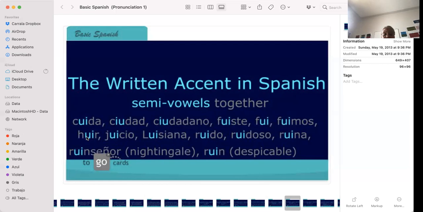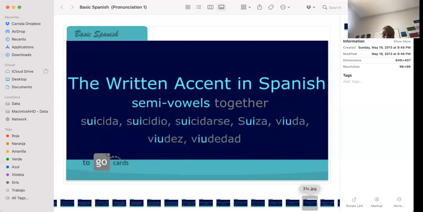Fuimos, huir, juicio. Ruido, no. So these, the U and the I, I think are strong vowels. Here they're strong vowels. Ruina, strong vowels. Okay, but here, ciudad, you can hear the wa. No, excuse me, cuidar is the verb. Cuida. Fuiste, you can hear the W sound.